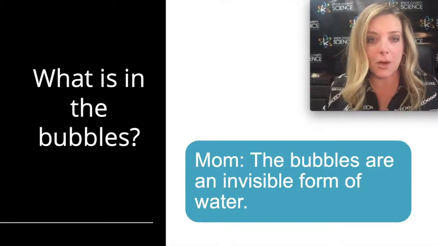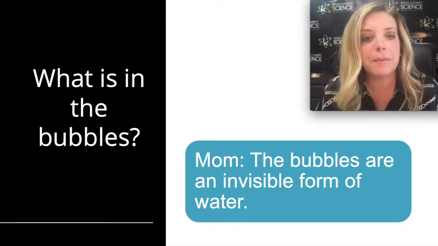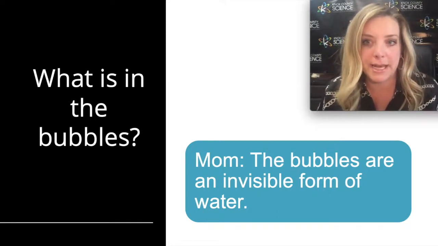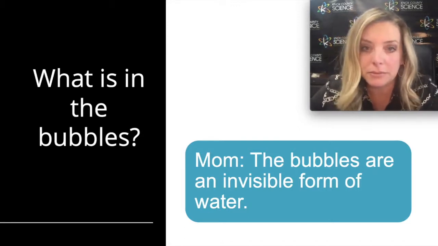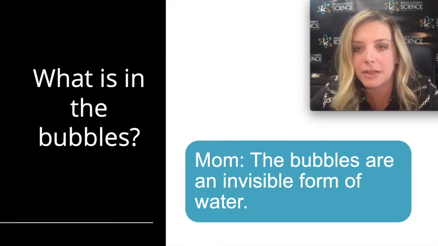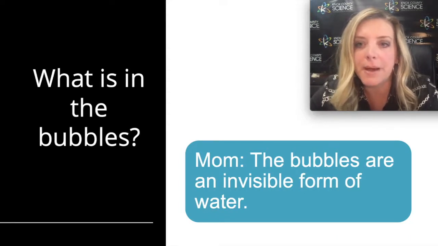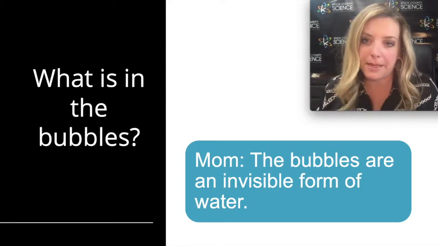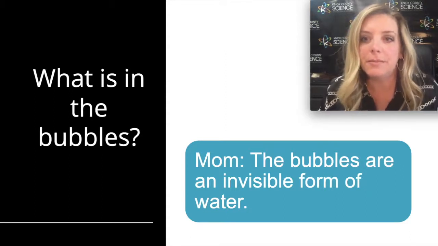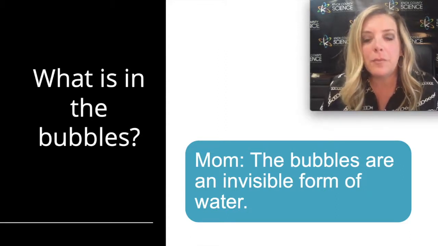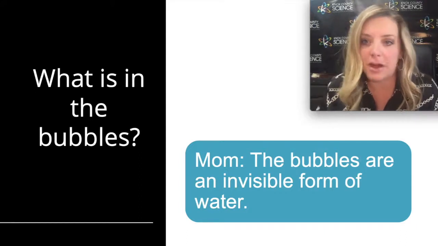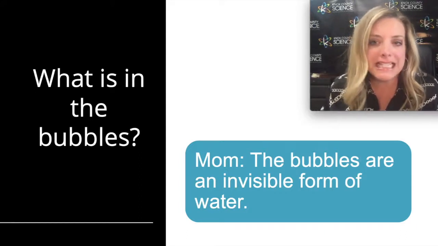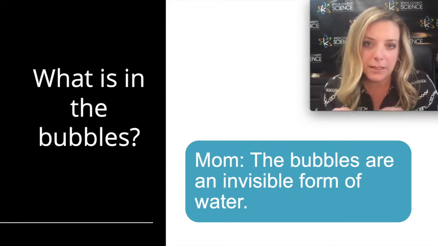So who was right? Oh my goodness, it was Mom. The bubbles are an invisible form of water is what she said. That's kind of tricky, an invisible form of water. Air is invisible. Air is a gas. There's lots of gases in the air. So let's think about what Mom said, what was happening here. In the water were bubbles, and that is water vapor, a gaseous form of the water that is not visible. It's unlike steam, which contains some liquid water.